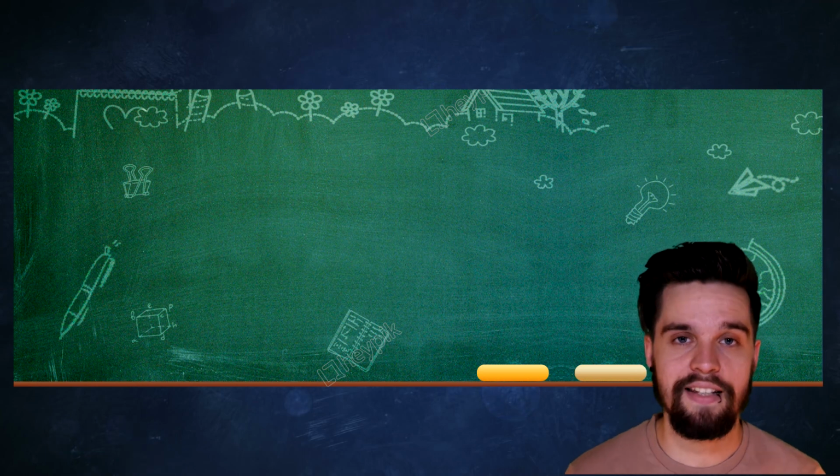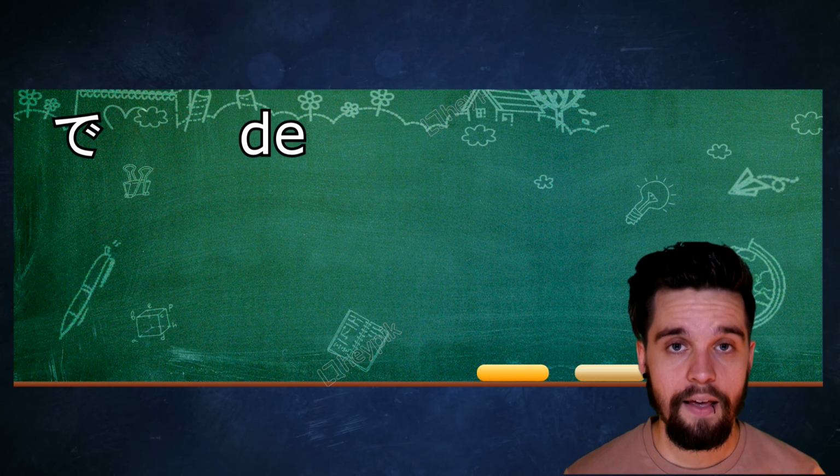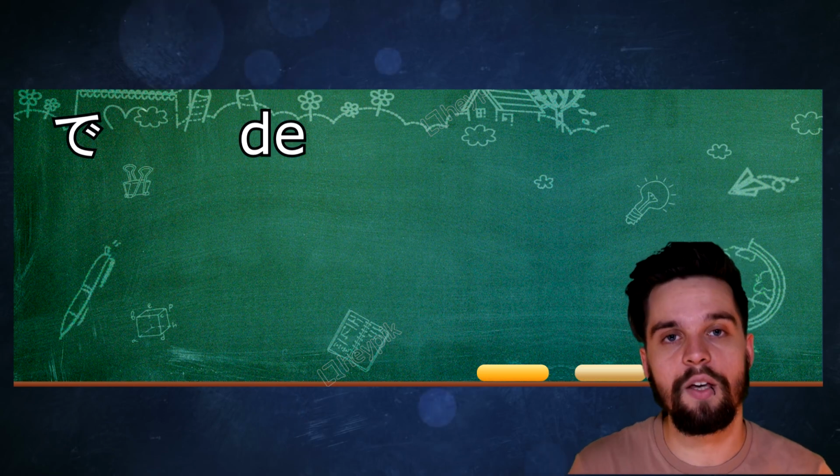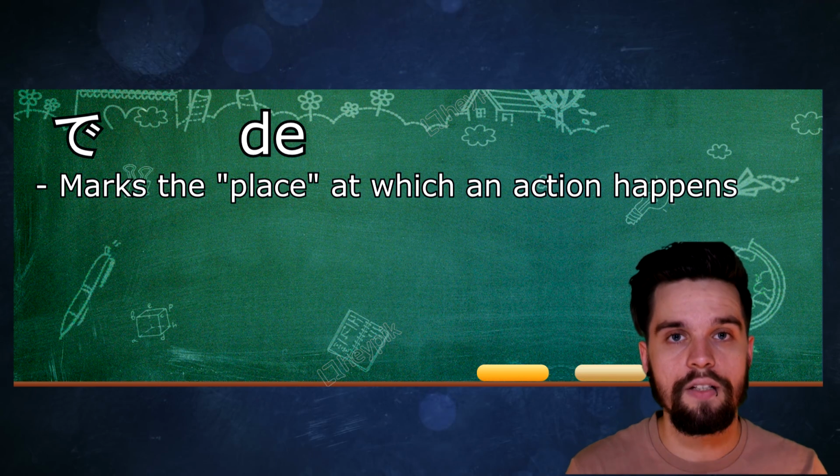In today's episode, as I said, we will introduce a new particle. This said particle is de. The usage of de I want to tell you about in this video is that it indicates the place at which an action takes place.